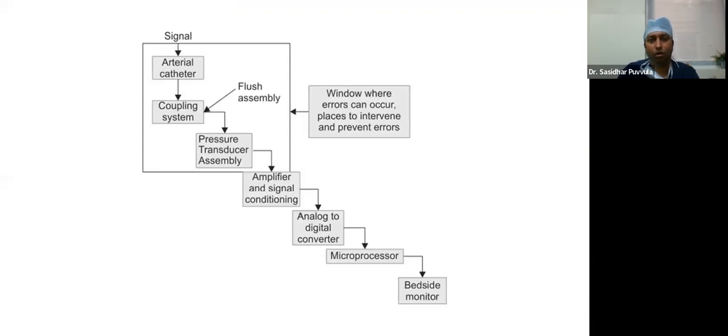This is an overall flow diagram. From a cannula, maybe arterial or venous or a PA catheter, there's a coupling system, that is your pressure monitoring tubings, that will connect this cannula to a pressure transducer, where the pressure transducer converts this mechanical wave into an electrical signal, and the signal is amplified in your monitor and is displayed as a number and as a waveform.